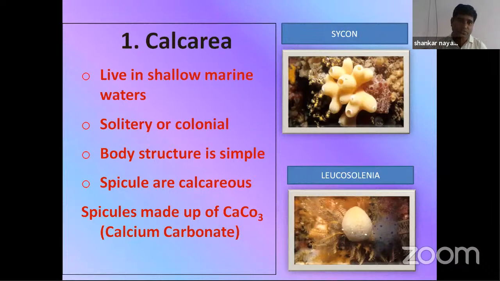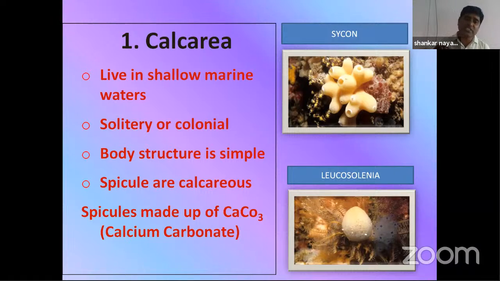Let us see Calcarea first. Calcarea animals live in shallow marine water. Shallow marine water means where the water depth is less. There these animals can live. And these animals are solitary or colonial. Solitary means living alone; around them we cannot find other animals. Colonial means living together. So a few animals live alone and a few live together.